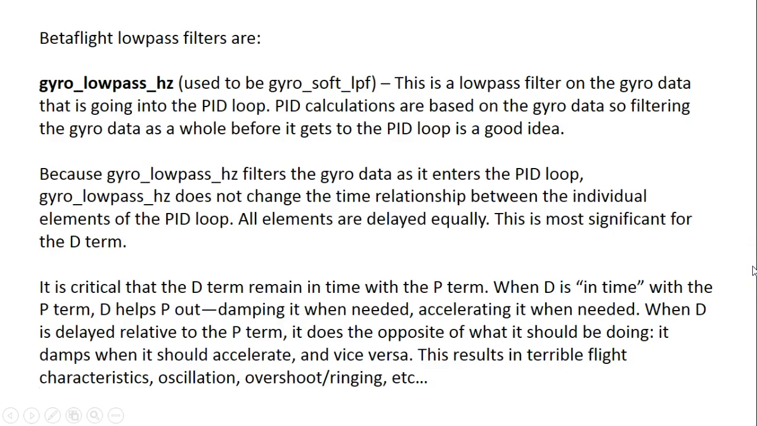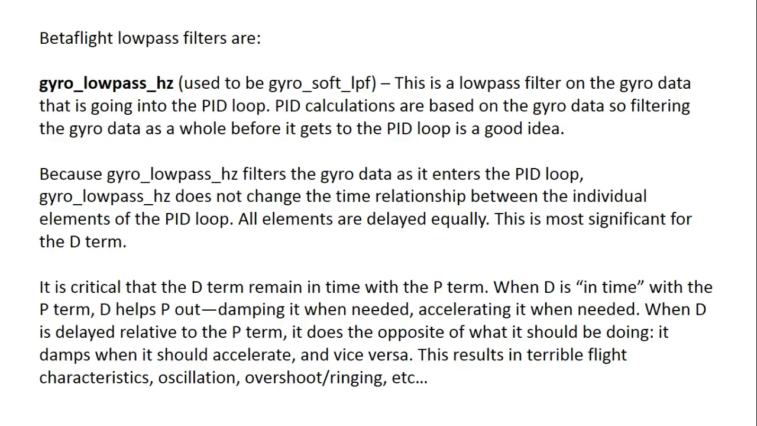The Betaflight low-pass filters are gyro low-pass hertz. This used to be gyro soft LPF, and before that it was gyro cut hertz. It's had many different names. The current name is gyro low-pass hertz. It's a low-pass filter on the gyro data that is going into the PID loop. So the data comes out of the gyro, the MCU chip, and because we've turned off the filtering on the MCU, it's really almost completely unfiltered. It's actually not. Gyro LPF off does not actually completely disable filtering in the MCU. It's actually slightly filtered still, but it's not very much, and it's a very low delay.